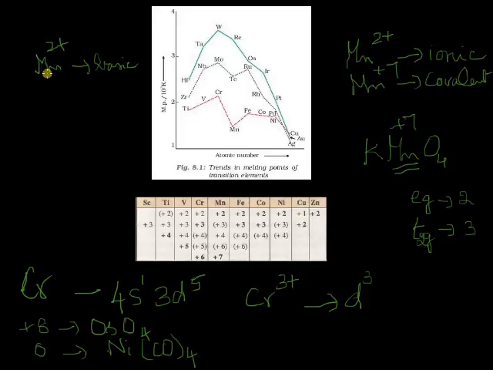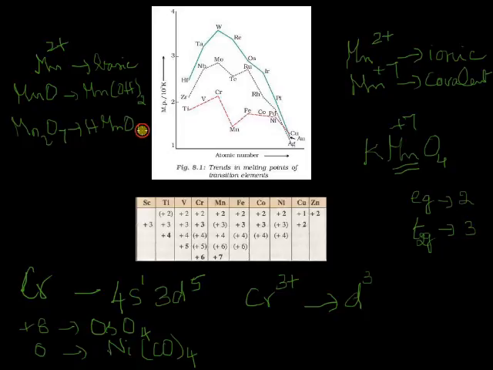What do we mean by that? When MnO, let us take the oxide of manganese, MnO, dissolves in water, it forms manganese hydroxide, which is a base. Mn2O7, in which manganese exhibits an oxidation state of +7, this is the lowest and this is the highest, dissolves in water to form HMnO4. This is permanganic acid. Potassium permanganate is a salt of this acid.